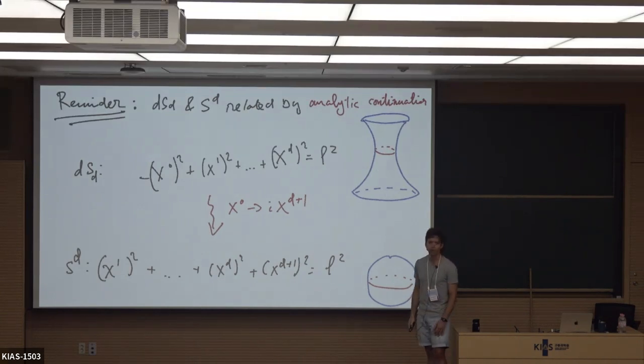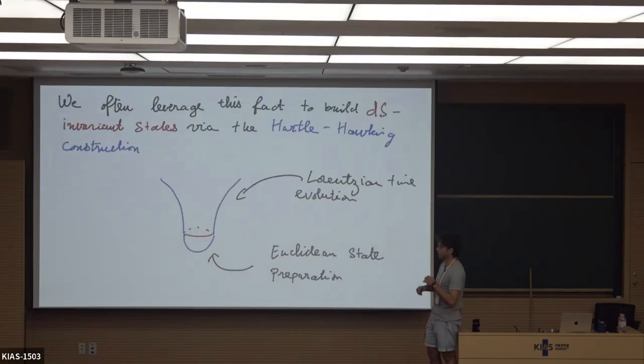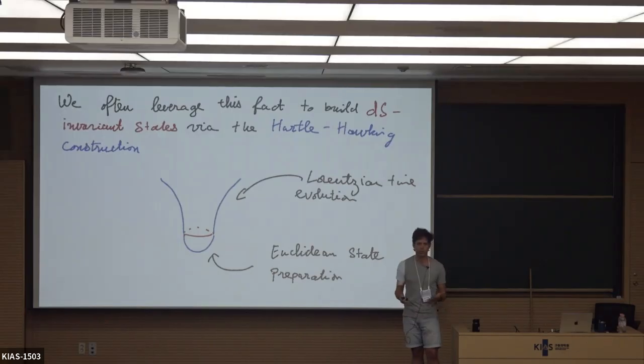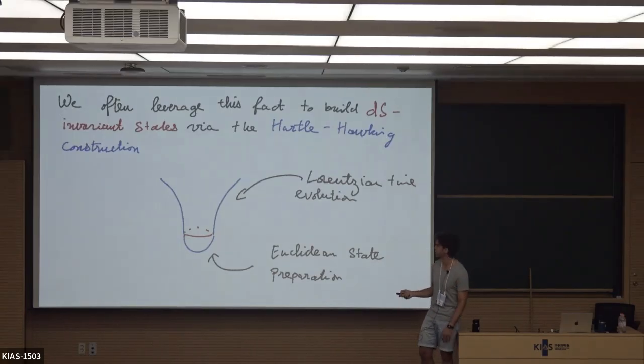So they're very different. But nevertheless, we often leverage this fact that de Sitter space can be connected to the sphere via Euclidean, because we like to build de Sitter invariant states using the Euclidean path integral. This is the Hartle-Hawking construction. So the basic idea is that you put your QFT in Euclidean, you do some amount of Euclidean evolution to prepare the state, say on this slice, and then this is some symmetric slice, which you then attach to Lorentzian de Sitter, and you time evolve that state. And then anything that you can conclude about physics in this state should be de Sitter invariant.